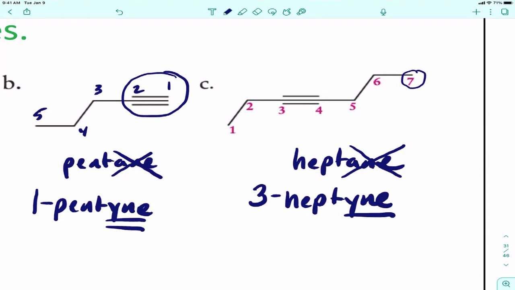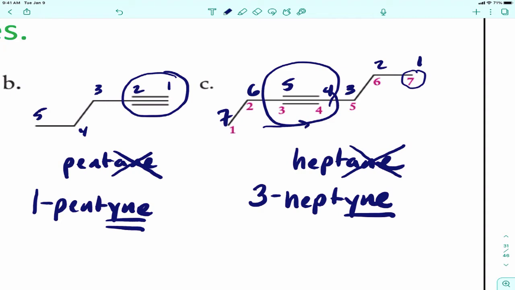So let me show you this. This was already numbered for you, 1 through 7. It is also possible you could number it going from right to left. If you number it from right to left, the triple bond would be between carbons 4 and 5. Again, we want to number this chain in such a way that the triple bond gets the lowest number possible. Numbering it from left to right gives us the triple bond between carbons 3 and 4. So that's why 3-heptyne is preferred over 4-heptyne.